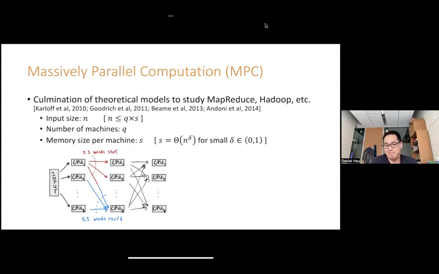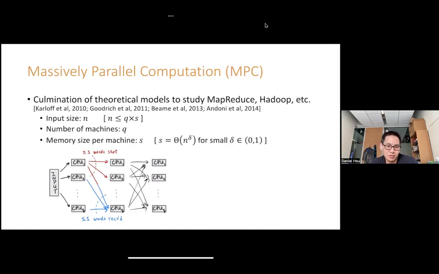Of course, somehow the input is going to be distributed across all Q machines, and at least the total memory size should be big enough to store the entire input. So n should not be bigger than Q times S. Okay? But S otherwise could be quite small, like n to the 0.01 or something like that.